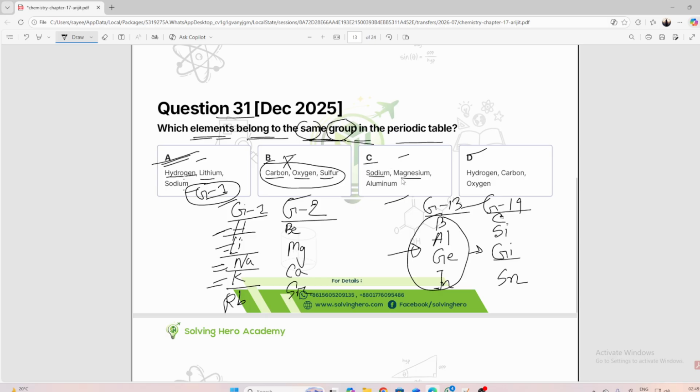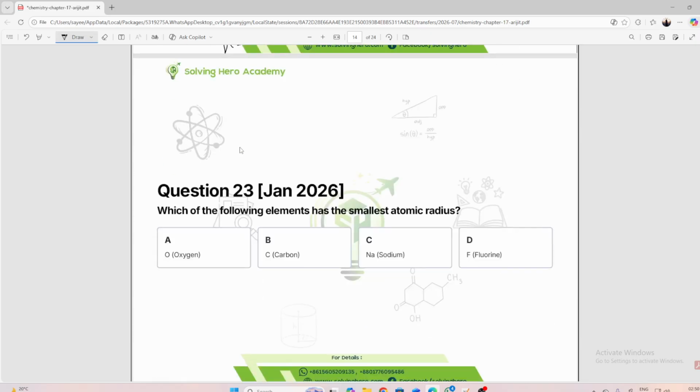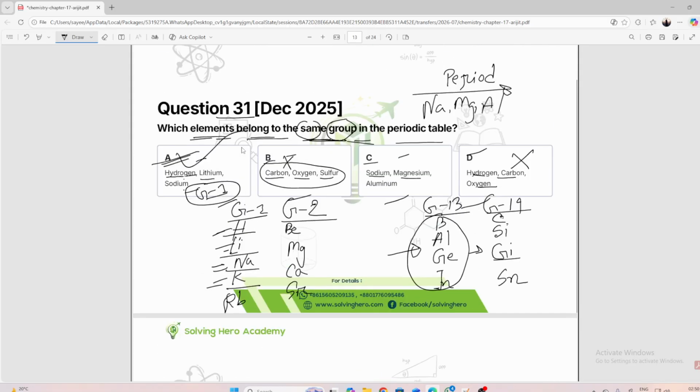Sodium, magnesium, aluminum are in the same period, not in the same group. Their period is the same, but not the group. Then hydrogen, carbon, oxygen, these are not. So this is the answer. Hydrogen, lithium, sodium belong in the same group. Am I clear?